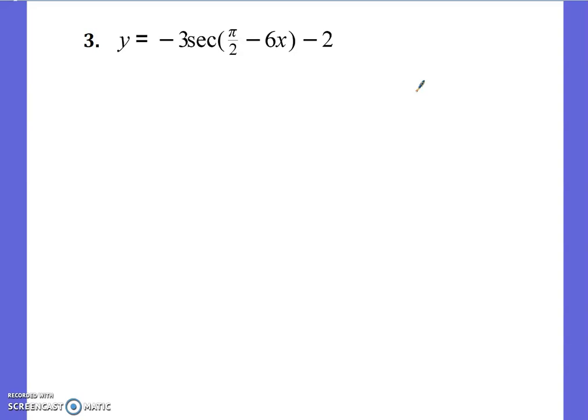Okay, y'all write down example number 3, and I want to encourage you to stop the video and try this one yourself. Simplify it and see if you can get it graphed. I'm going to jump straight into it. We have to GCF out that -6.